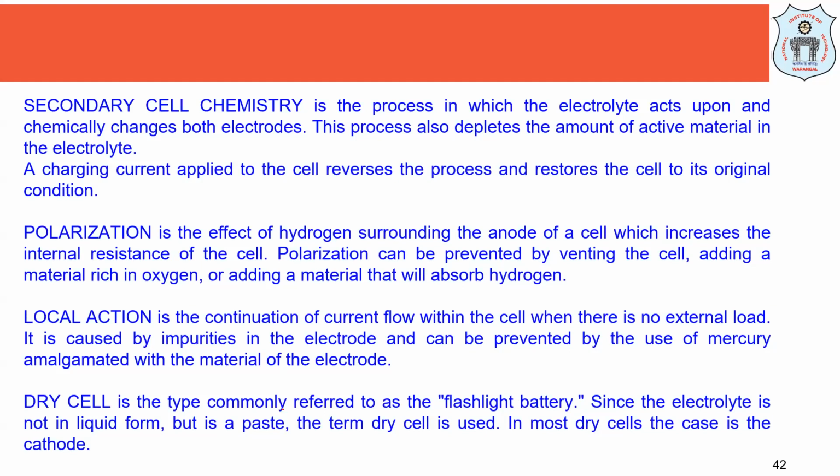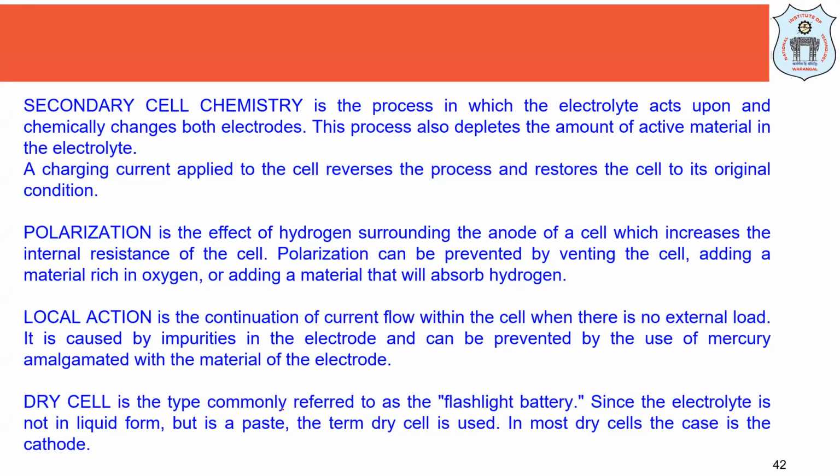What is secondary cell chemistry? It is a process in which the electrolyte acts upon and chemically changes both the electrodes, and this process also depletes the amount of active material in the electrolyte. A charging current applied to the cell reverses the process and restores the cell to its original condition. What is polarization? It is the effect of hydrogen bubbles surrounding the anode of a cell, which increases the internal resistance of the cell.